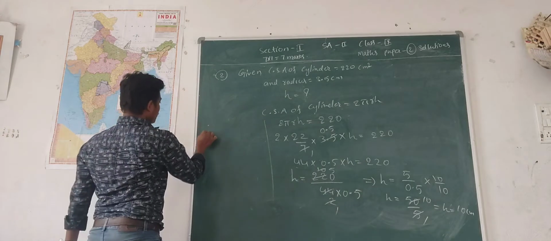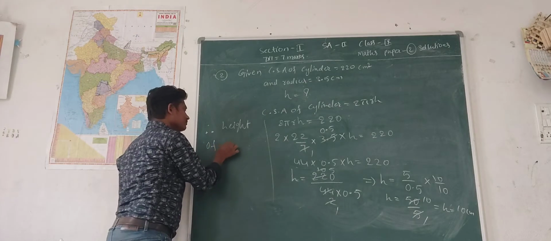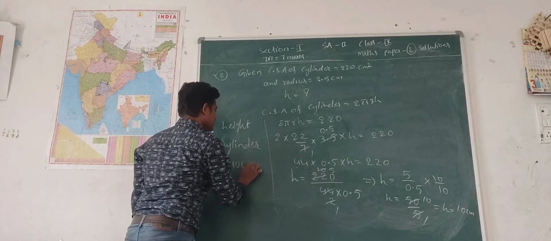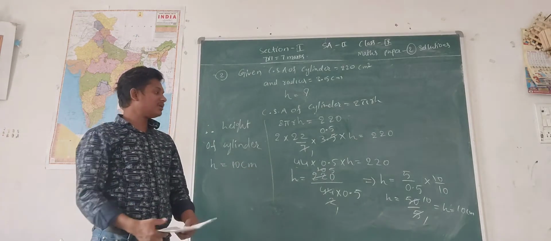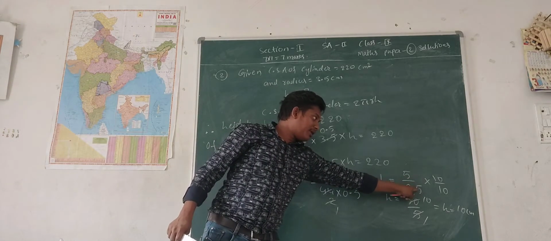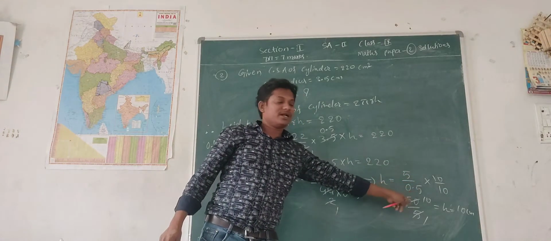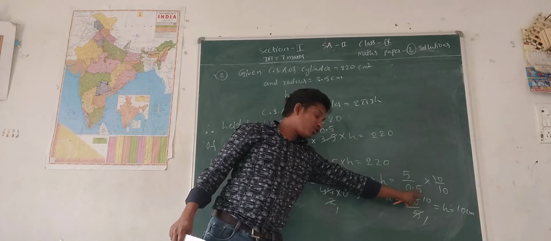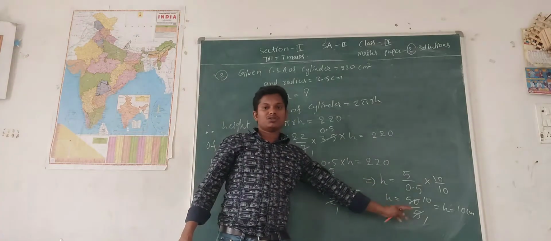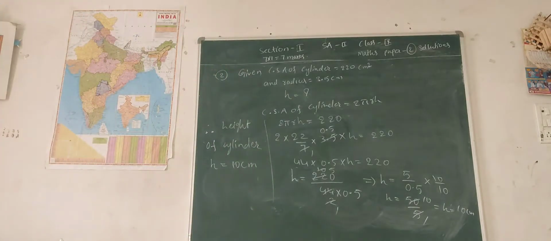Therefore, height of the cylinder h equals to what? 10 centimeter. Clear this one? 5 by 0.5. Why? Because I am multiplying 10 by 10, since here we have one decimal point. Okay, that's why I am multiplying by 10 by 10. That becomes 5 into 10, 50, and 0.5 into 10 that is equals to 5. Okay. Now these two are in whole numbers, so we can calculate it easily. Okay. Next one.